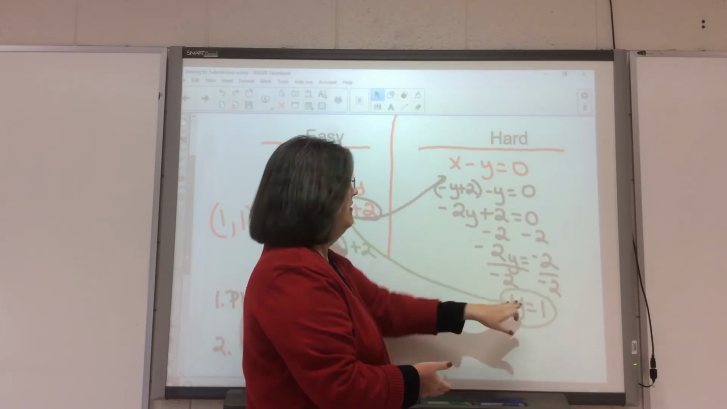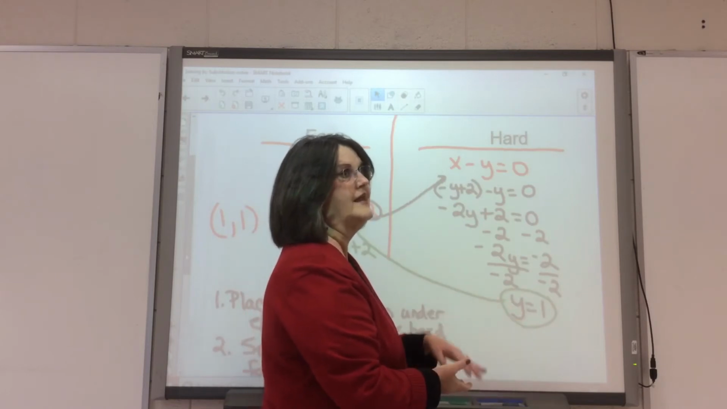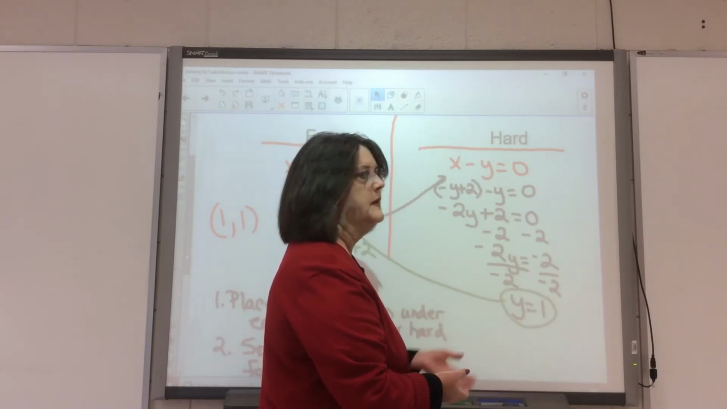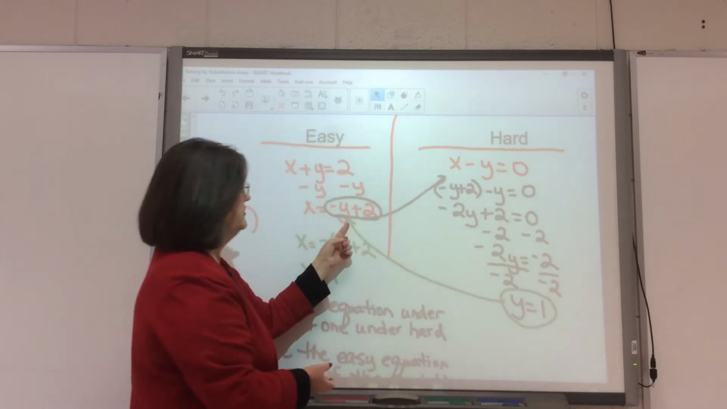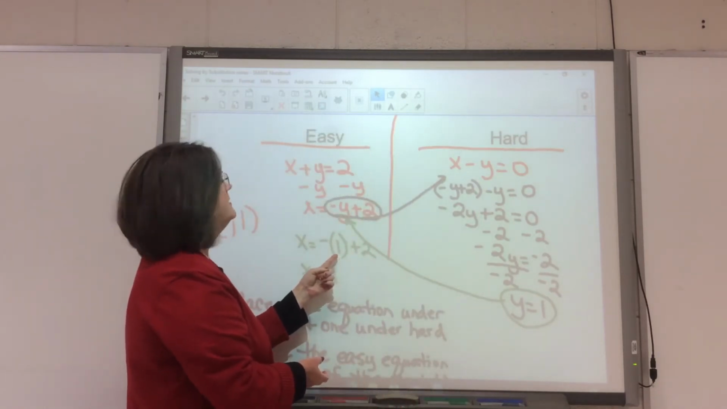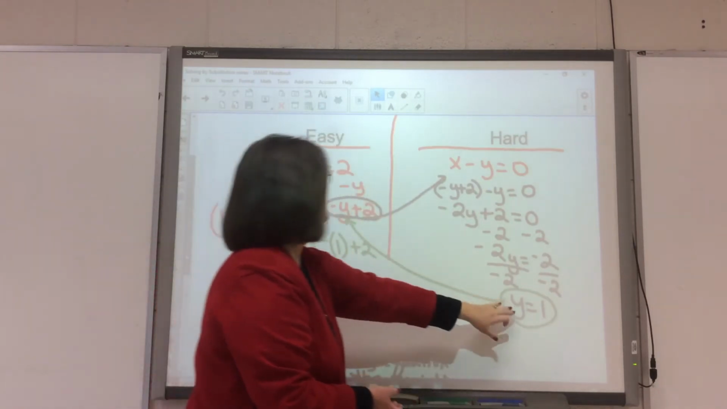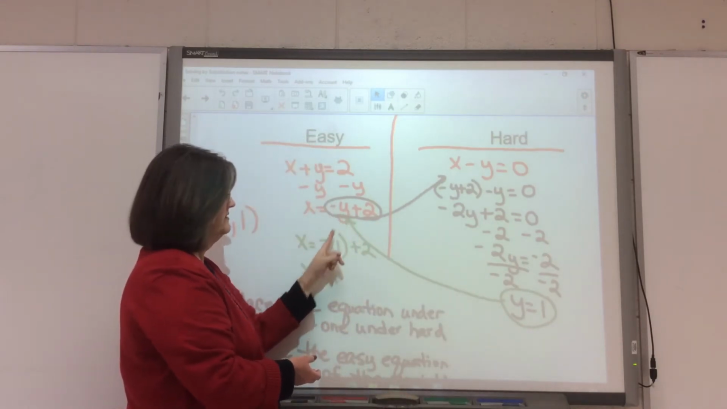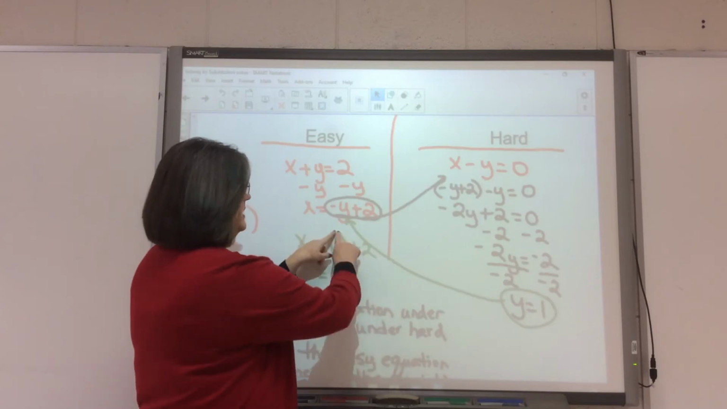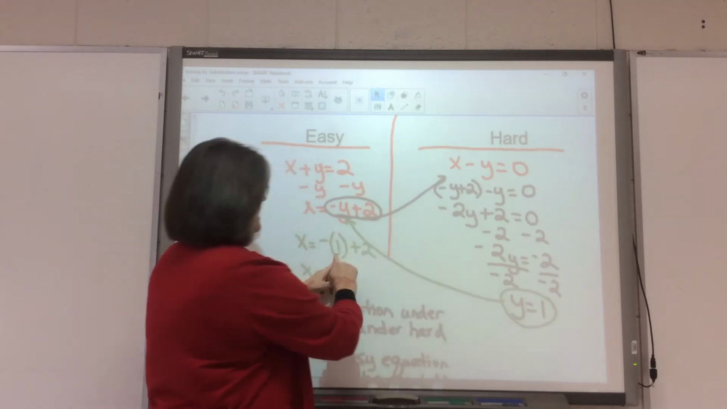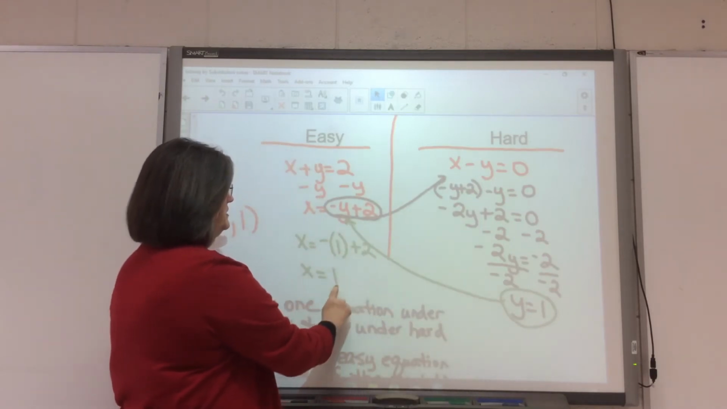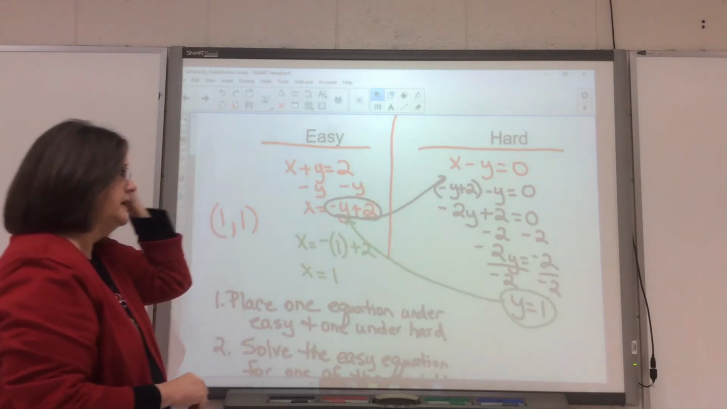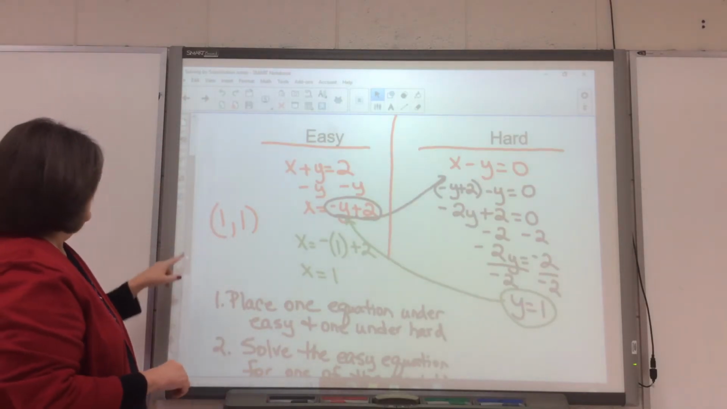Now that we have y equals 1, we can substitute back into this equation, which I did here, to solve for x. We have a negative y, so be very, very careful. You write your negative sign. That's why I'm using parentheses. Then we're substituting 1 in for y. So negative 1 plus 2 is 1. So my answer is (1, 1).